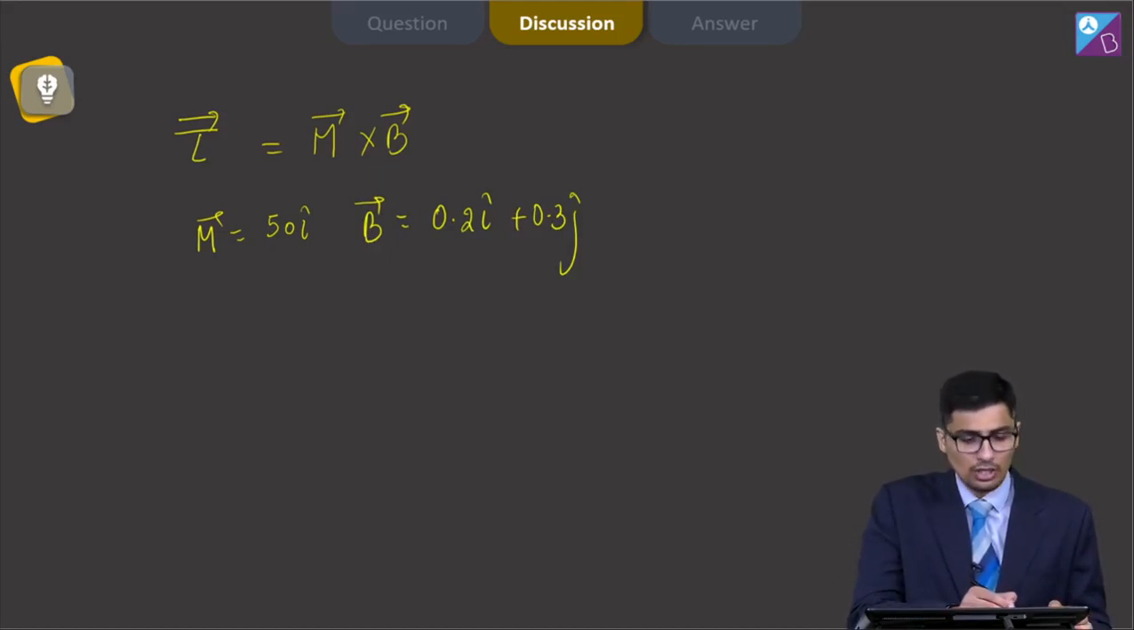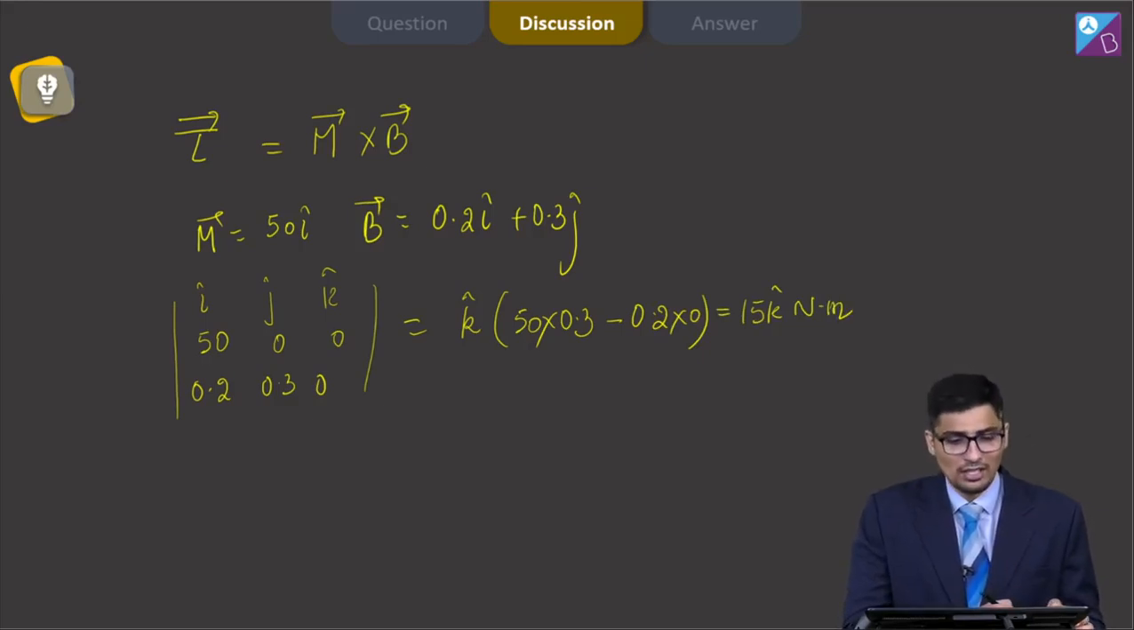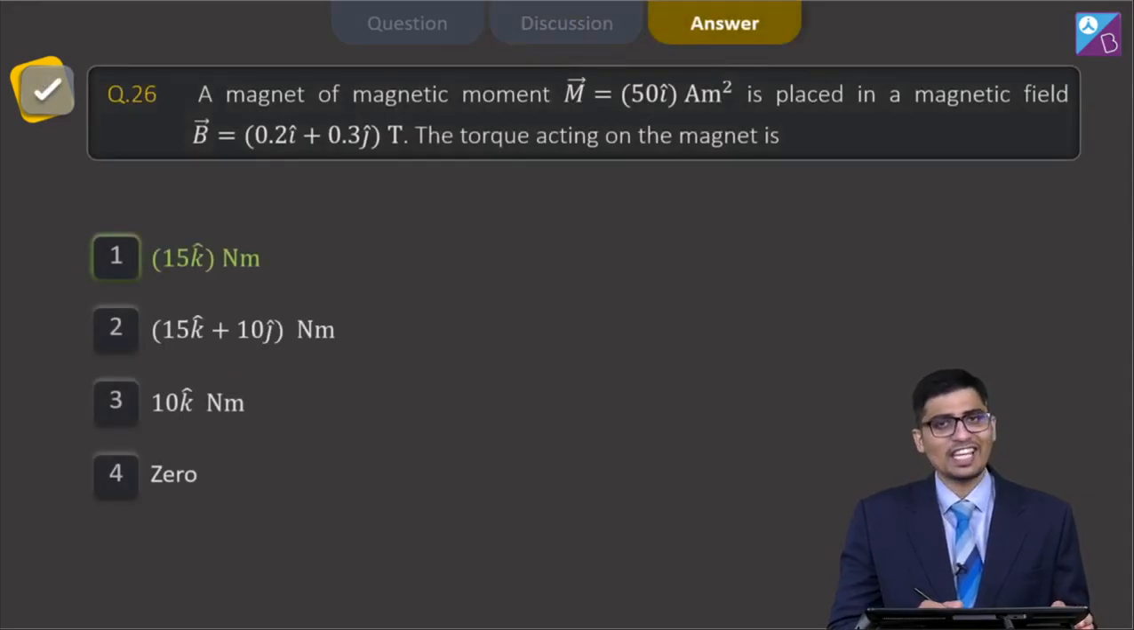Now to find out the cross product, we can use the matrix method: i cap, j cap, k cap; 50, 0, 0; 0.2, 0.3 and 0. Dear students, this leads to k cap times (50 into 0.3 minus 0.2 into 0), which will be equal to 15 k cap Newton meters. And therefore, dear students, the correct answer for this question is 15 k cap Newton meters, which is option number 1.